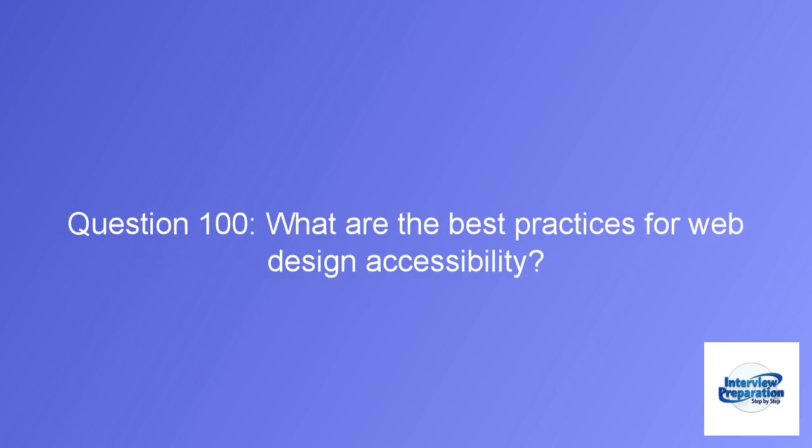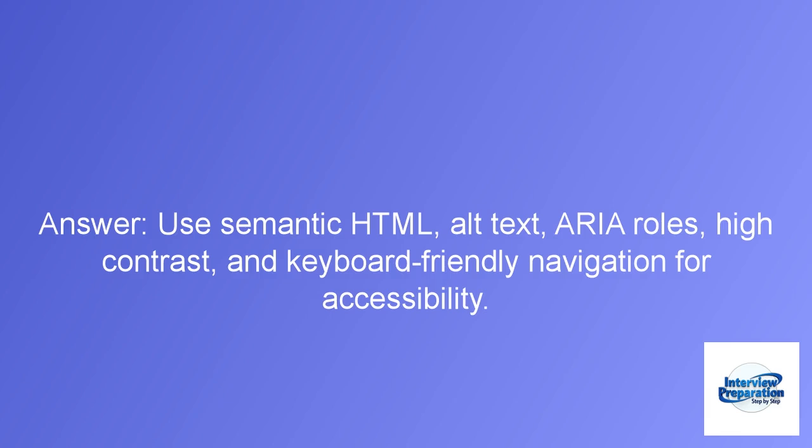Question 100. What are the best practices for web design accessibility? Answer: use semantic HTML, alt text, ARIA roles, high contrast, and keyboard-friendly navigation for accessibility.